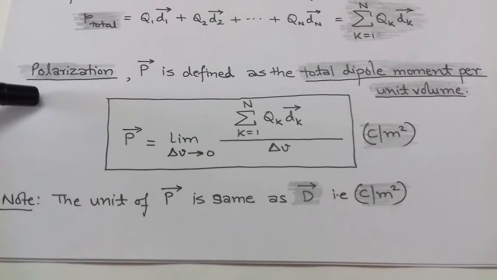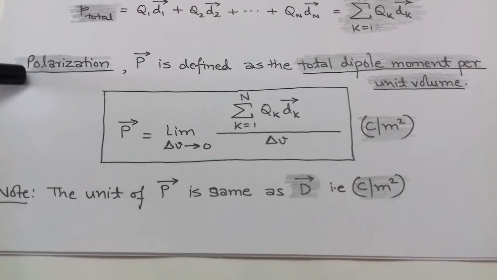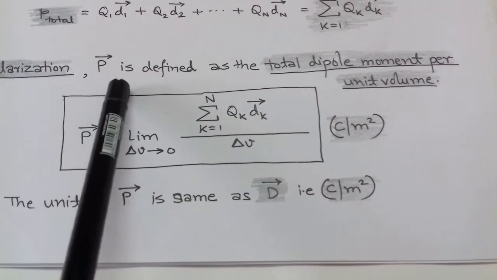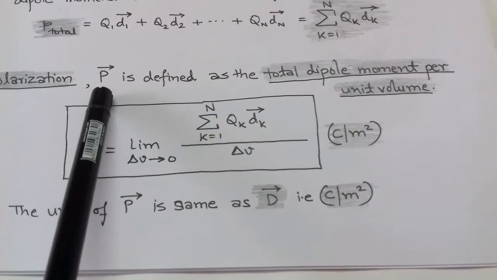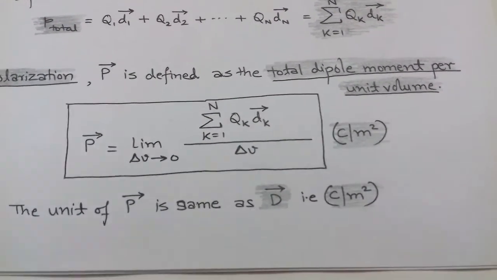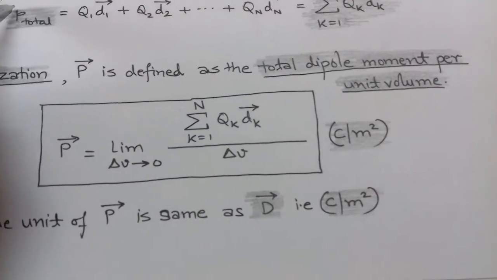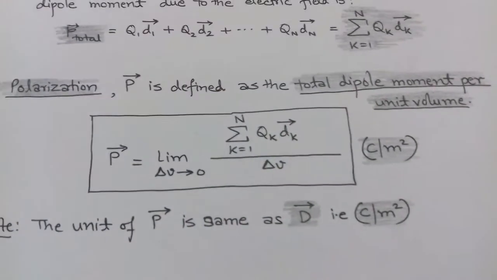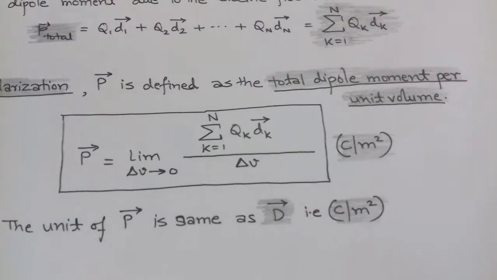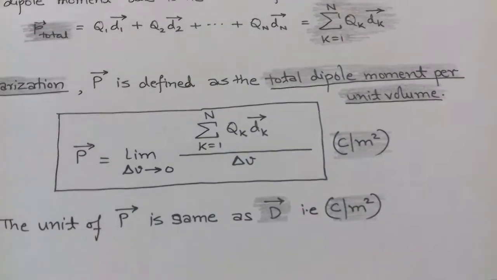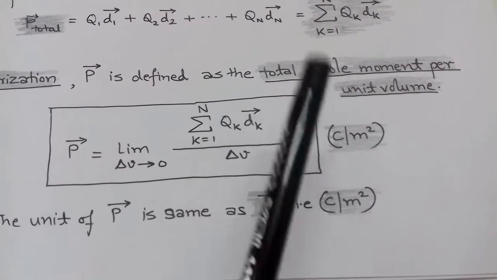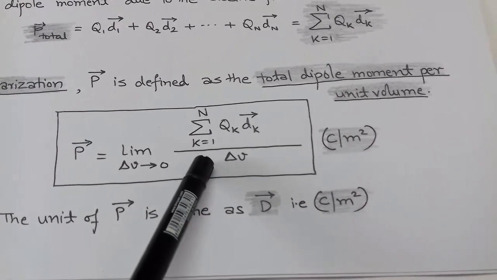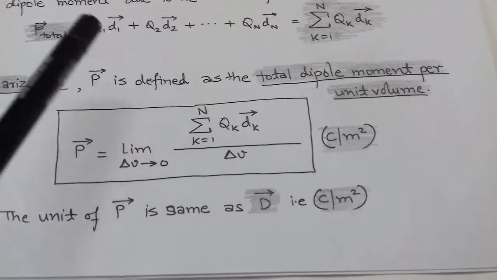Now from this total dipole moment we can derive the polarization. So, the definition of polarization. Polarization is denoted by capital P vector, while the dipole moment is denoted by small p vector. This is the difference between polarization and dipole moment. So the polarization, capital P vector, is defined as the total dipole moment per unit volume. The definition of polarization is simple: the total dipole moment per unit volume.